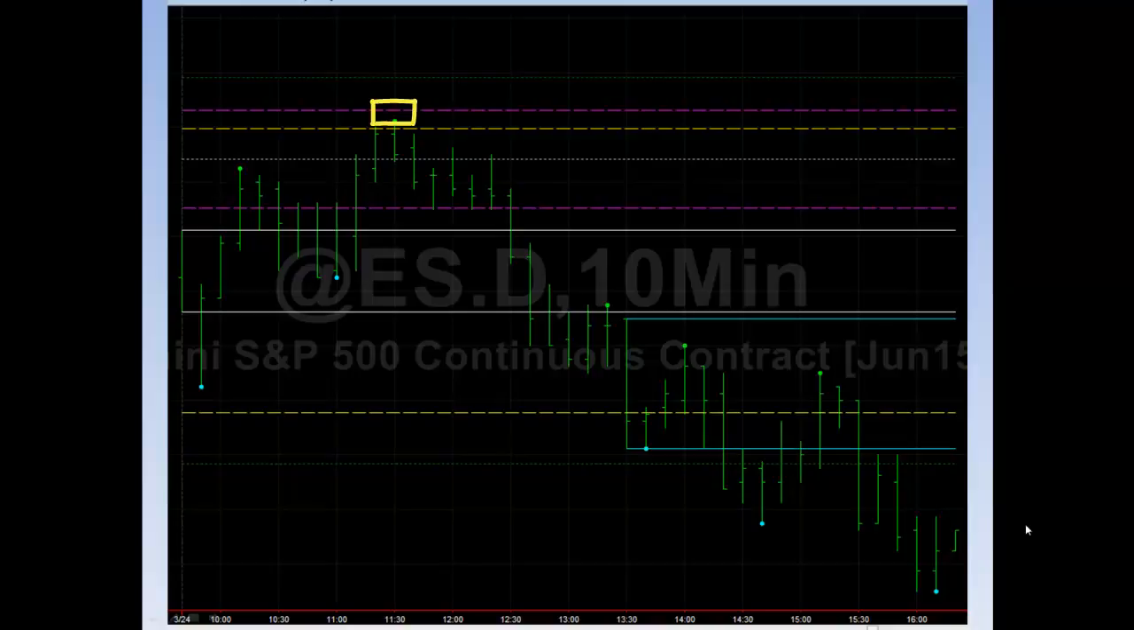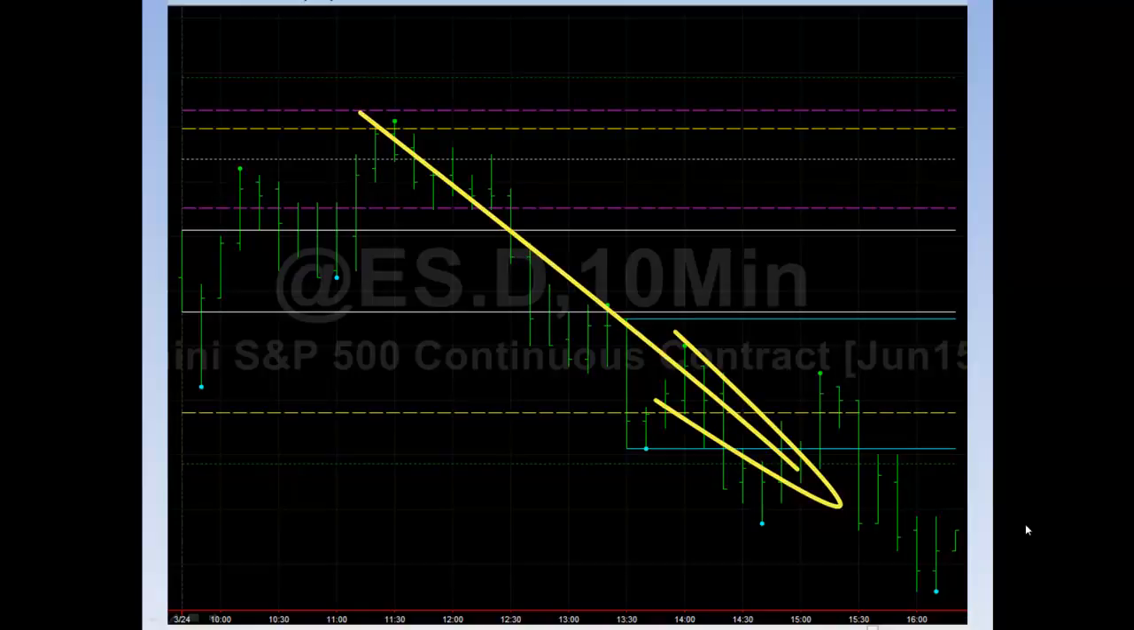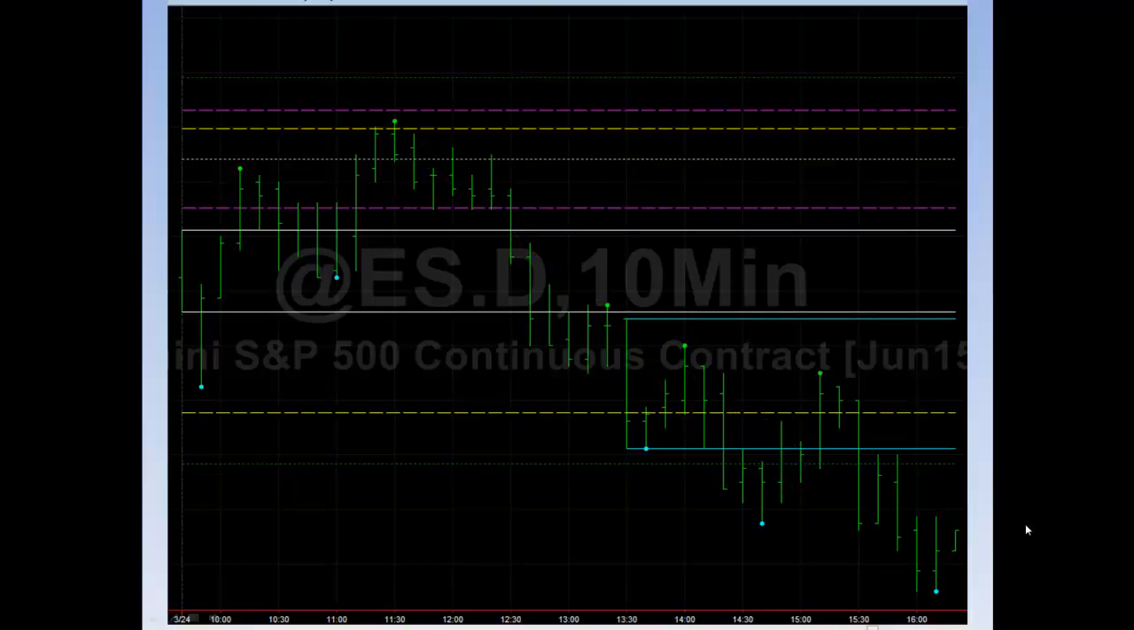And so here it would have been a great opportunity to fade that A up point, and you can see that price was able to push back down into the opening range, then it pushed down through the opening range, and then continued to sell off for the remainder of the day. So that's a great opportunity right there to fade the A. So you really want to put this fade the A trade in your pocket.